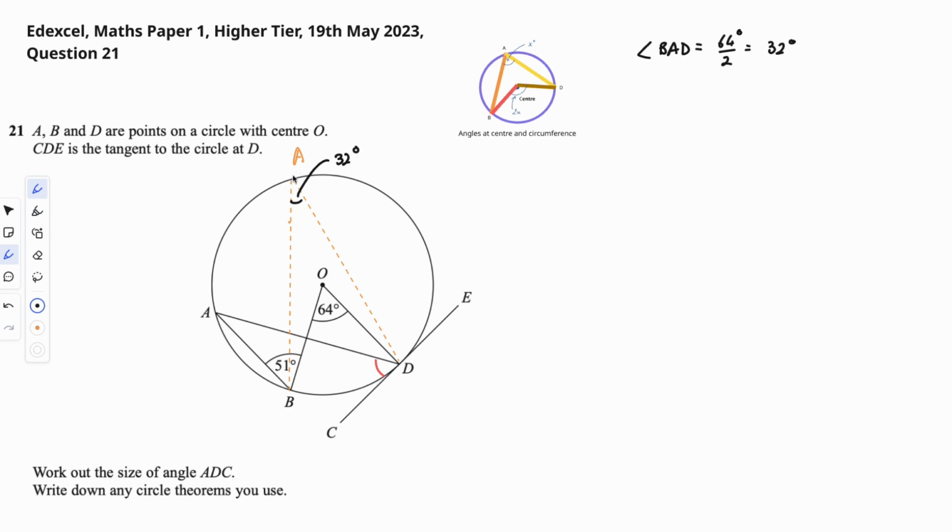Now we can then move the A back down to this point, still remains 32 degrees. Let's put that in there. And let's also label up this triangle and call it triangle 1 and give that a position of X. So triangle 1, calling it AXB.